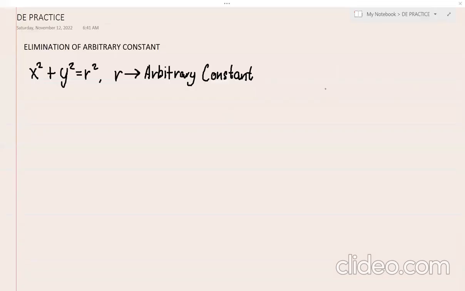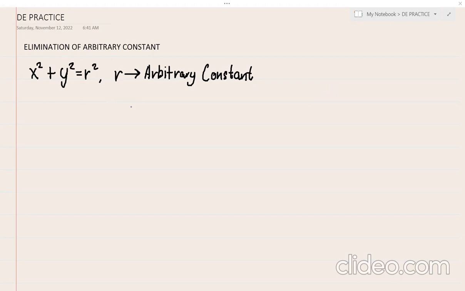Hello everyone. So this is the second part of the differential equation practice, from elimination of arbitrary constant papunta sa application ng first order differential equation. So let's begin. Meron tayong x squared plus y squared is equal to r squared, where r is an arbitrary constant. If you will remember how to eliminate the arbitrary constant, may tatlong step tayo, di ba?